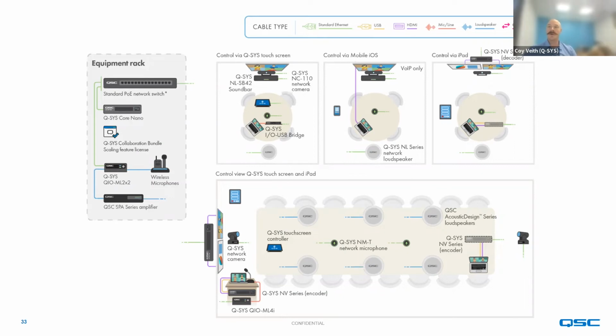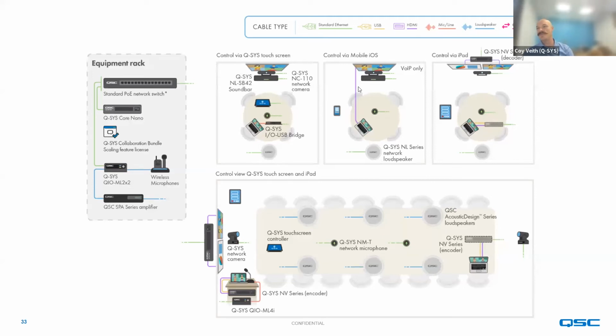But what we've got going on here is 4 individual rooms. We'll start at the top left. We've got this small huddle room. It's using our sound bar with our NC110 wide field of view camera. We've got a USB bridge and a touch panel microphone in there. So we're just doing some audio video conferencing there. We've also got our NL series, network loudspeaker series, PoE speaker in there too. So minimal footprint in the rack, but lots of flexibility in these rooms.